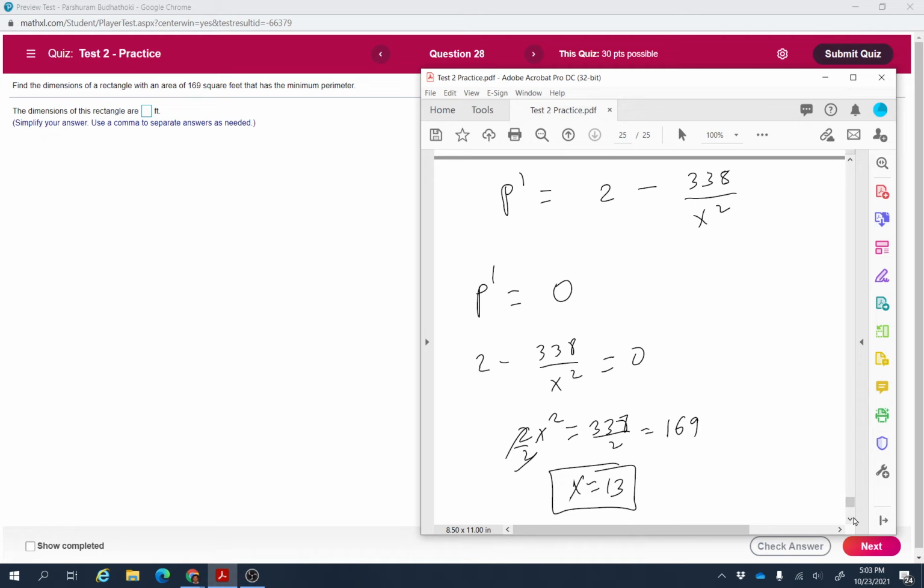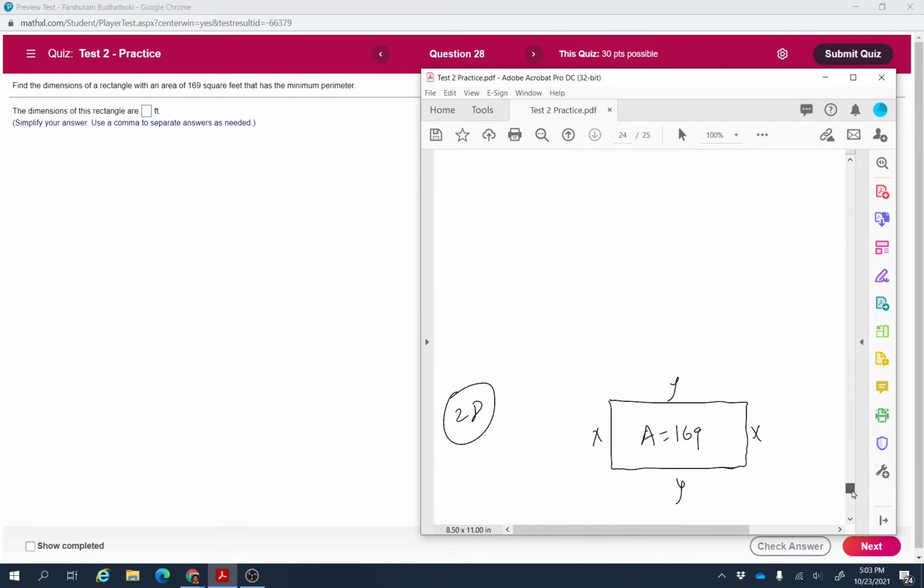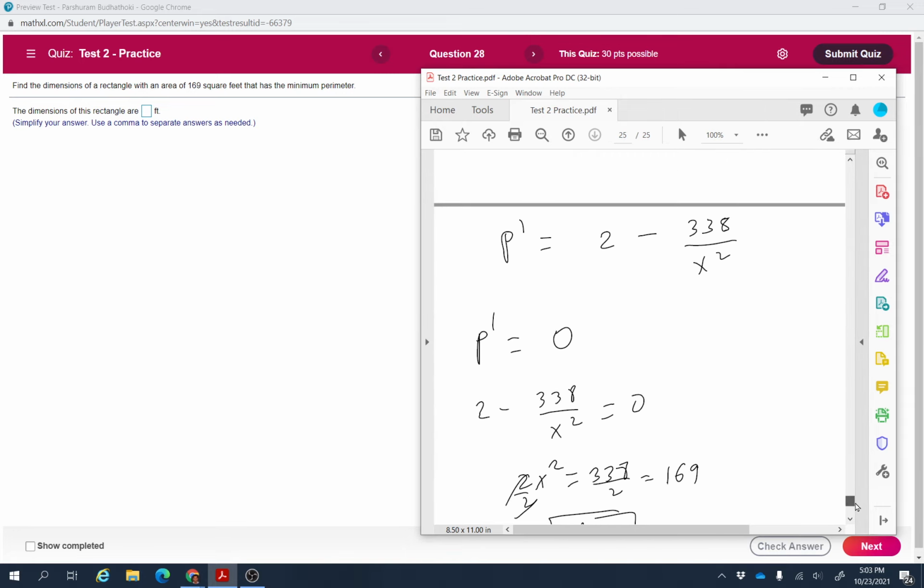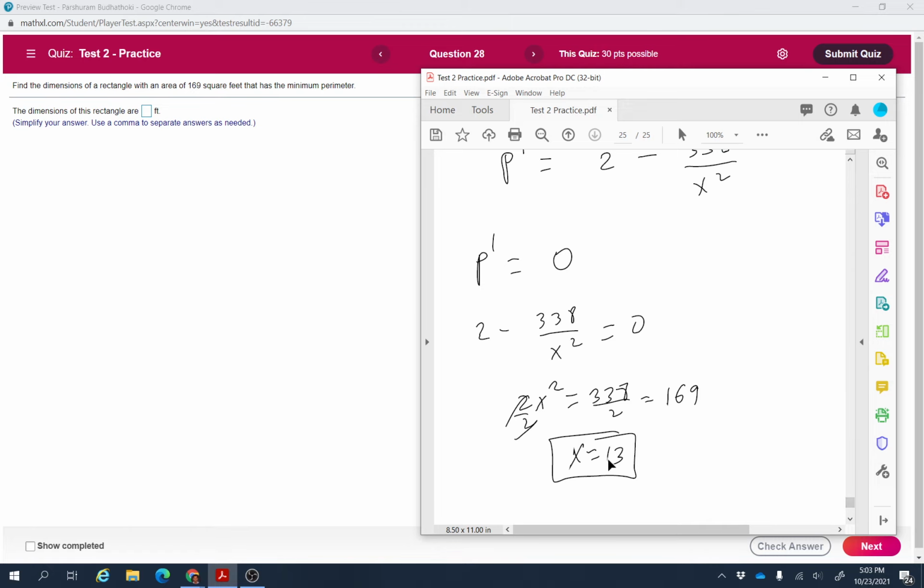So this is one critical number. Okay, x is 13 and negative 13, but remember, x is the length of this rectangle, so we cannot take negative 13. It should be only positive 13. So this is the critical number.